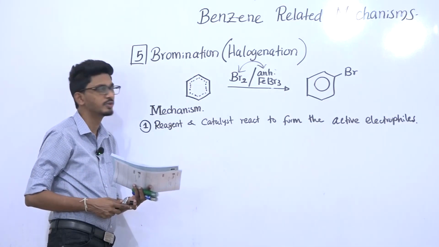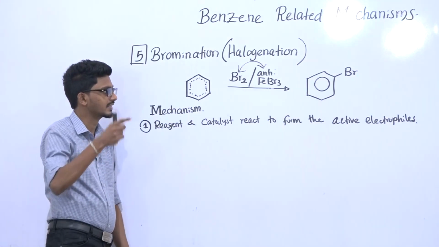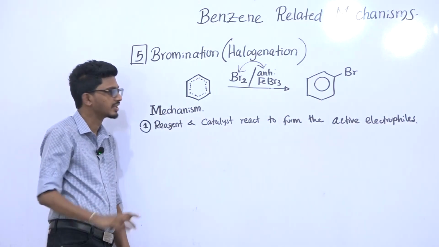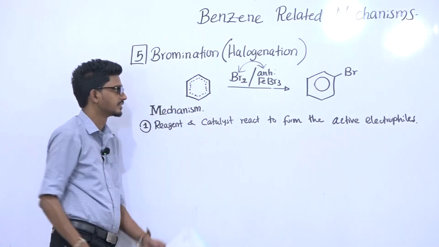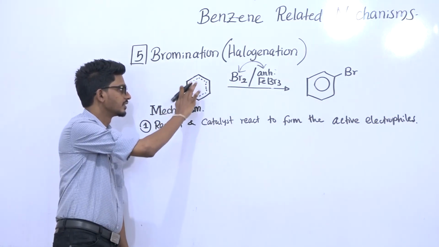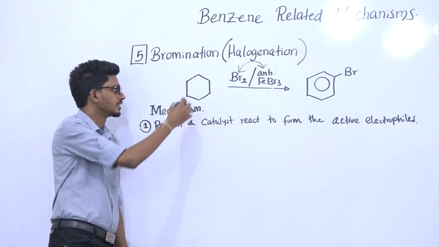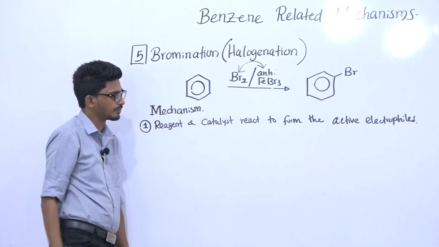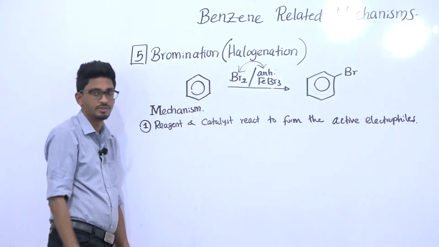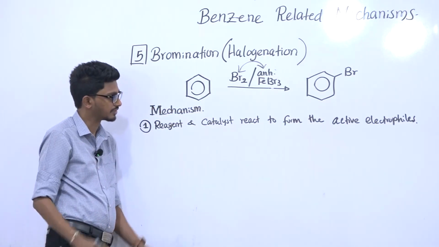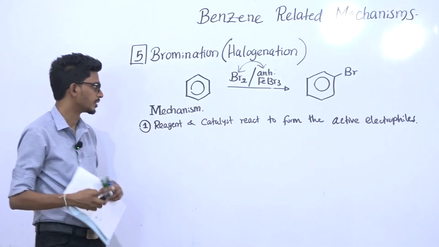Just Br2 will not do the thing. If you are thinking of alkenes, just adding Br2 will connect 2 Brs to the compound. But in this case you need to come up with a catalyst, because the pi cloud is not that rich compared to an alkene. So we have to first produce the active electrophile to attack the benzene ring. That is what we are doing at the first stage, and with all 5 mechanisms we are discussing the same thing: first produce the active electrophile.